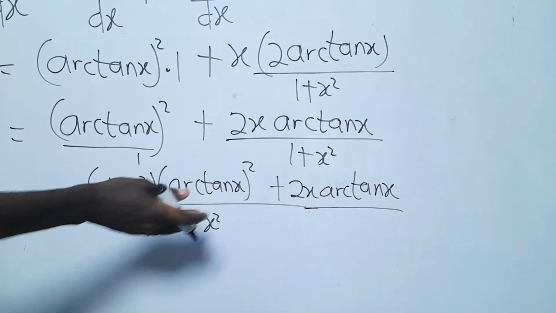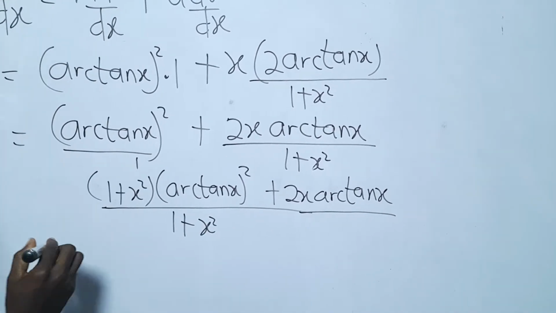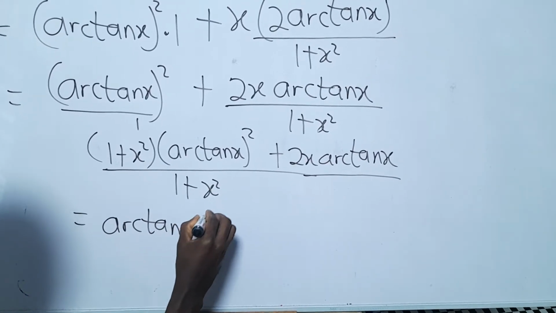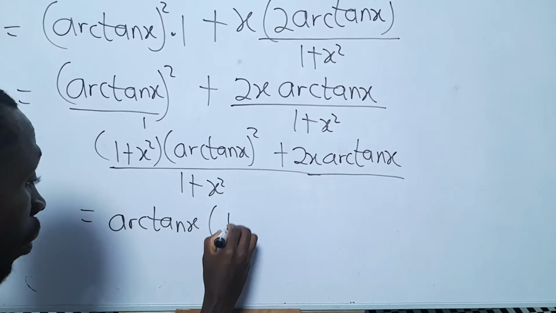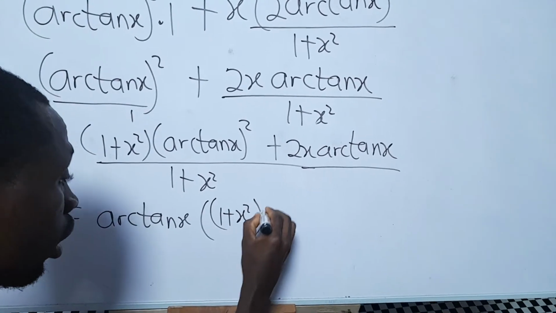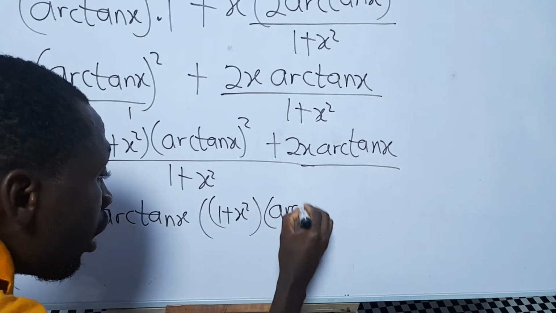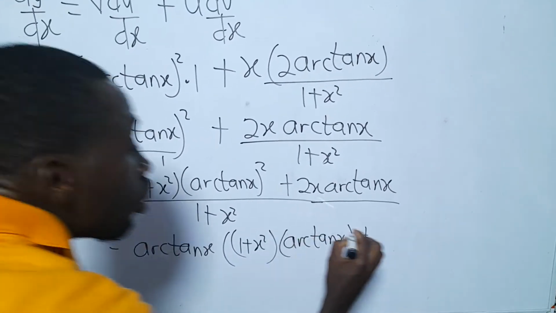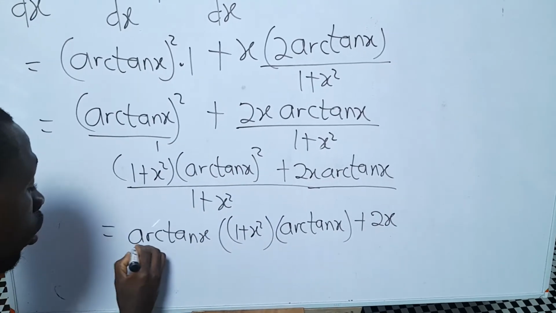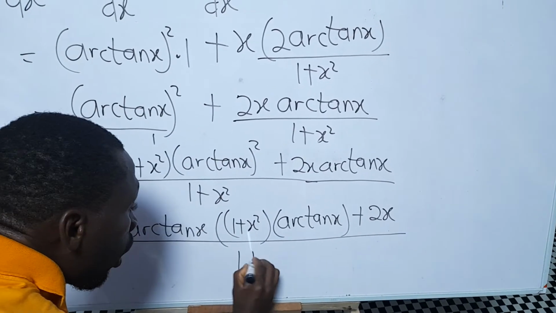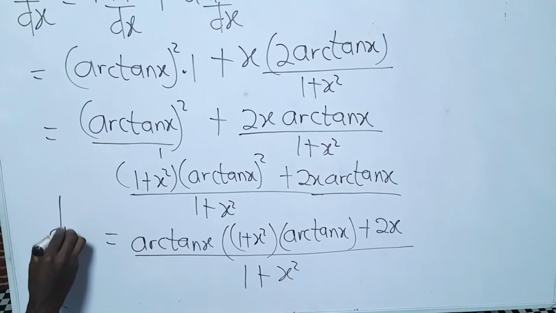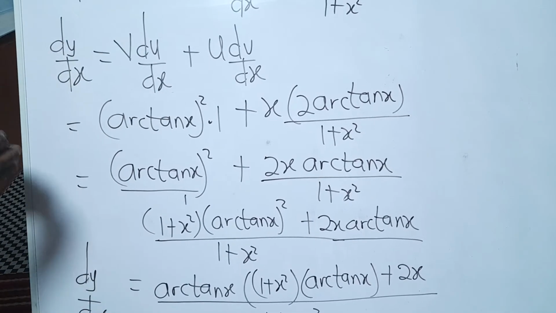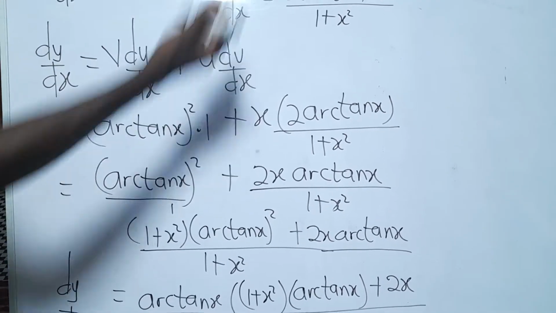Now what is common? Arctan x is common to the two, so we can bring it out. So we have arctan x out. What's left? We will be left with 1 plus x squared arctan x, then plus 2x, all over 1 plus x squared. Then this becomes our gradient function, or the derivative of this very function. I hope you get that.